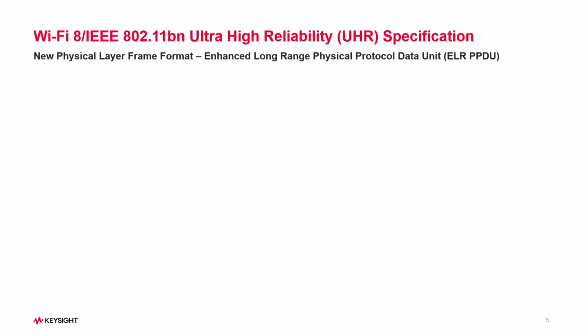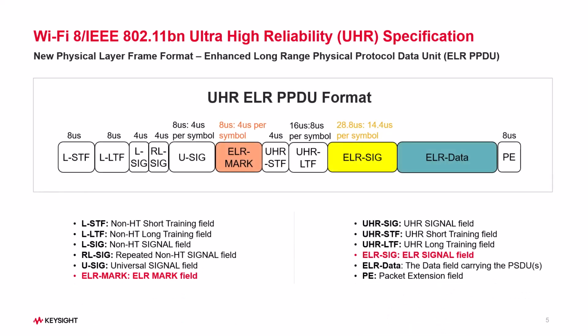Before we jump into the demo, let's quickly break down the ELR PPDU format. It introduces two new fields. The ELR-MARK field helps devices detect the signal reliably, even at long range. The ELR-SIG field tells the receiver how to decode the frame. These work alongside legacy fields to boost performance and reliability.